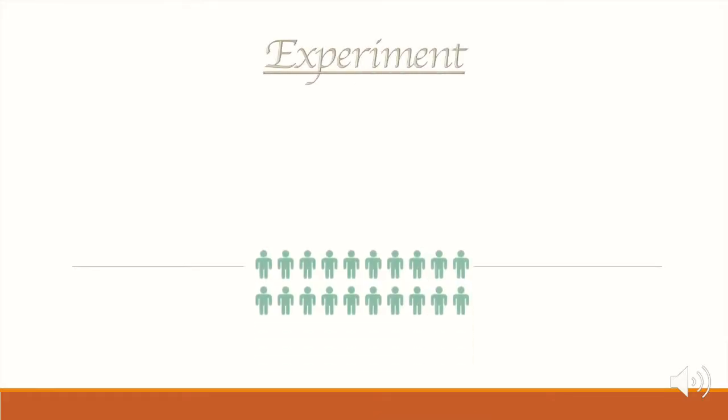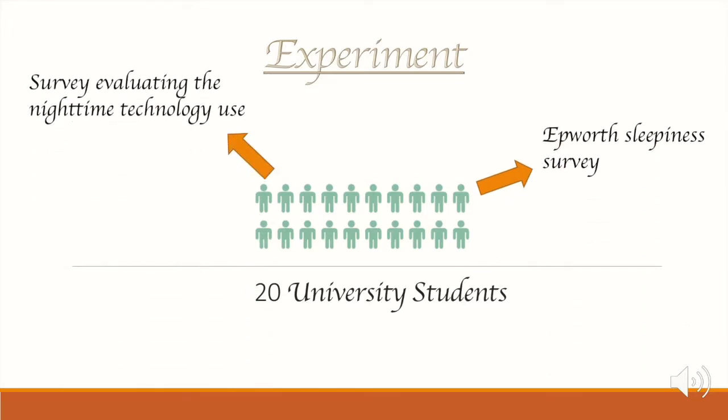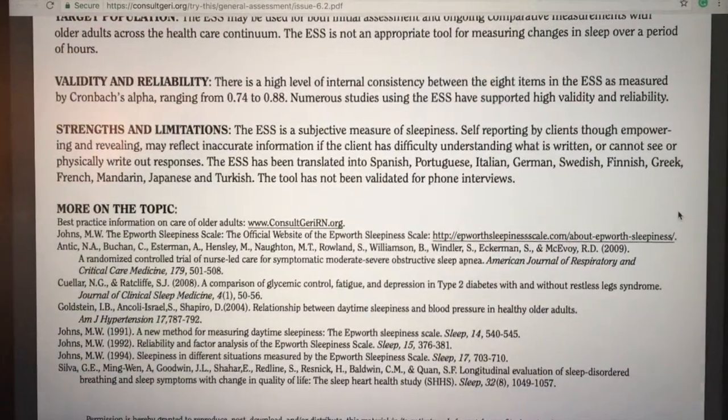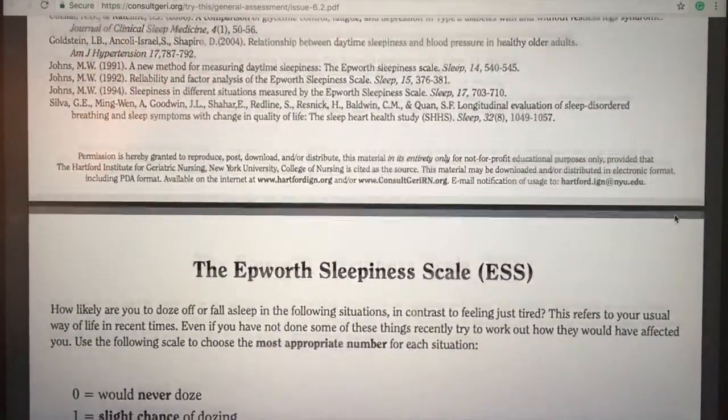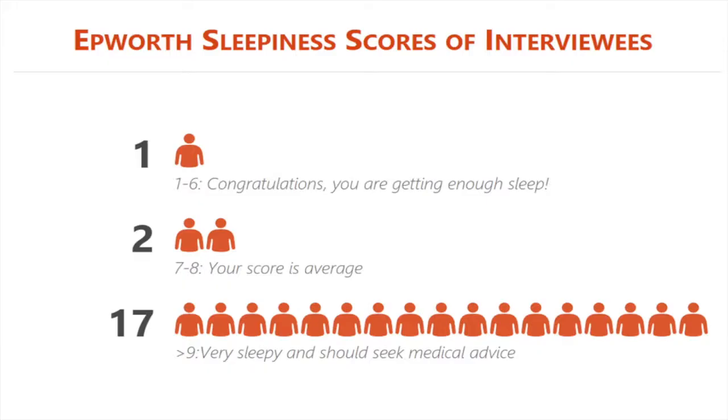In the experiment, 20 university students participated in the Epworth Sleepiness Survey, a survey that evaluates nighttime technology use, followed by an interview. The Epworth Sleepiness Survey, devised by New York University, created an efficient method to assess the intensity of sleep deficit. The Epworth Sleepiness Scale is used to measure sleepiness during the day. We collected the scores from our interviewees.